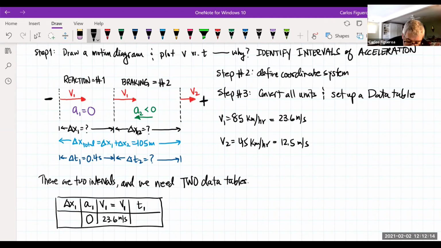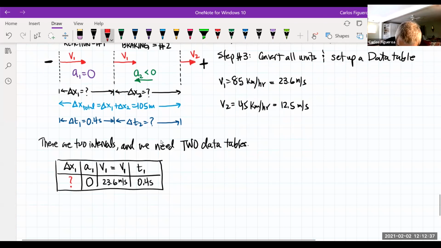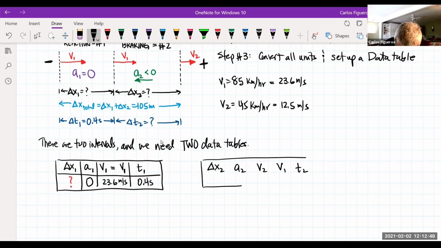And if you look at this thing here, note that the time interval is what? 0.4 seconds. Do I know what the distance is? No, that's an unknown. So now I'm going to go in and look at the second interval. When I look at the second interval, I know this is 2, this is A2, and I'm going to have two different velocities now.